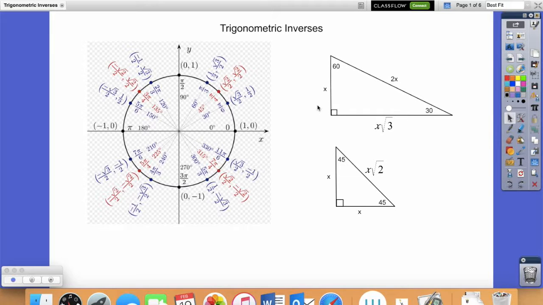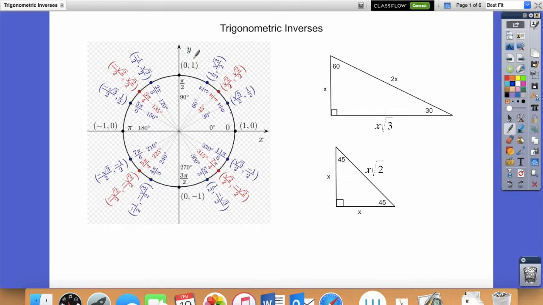Trigonometric inverses. The key to this lesson is going to be your ability to either use the unit circle or your special right triangles for your 45, 45, 90 and your 30, 60, 90.